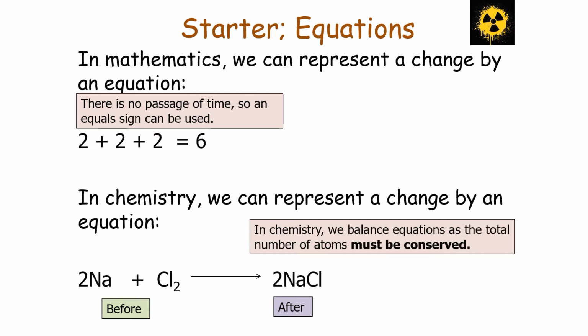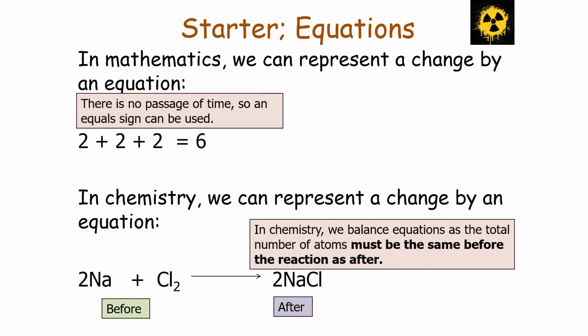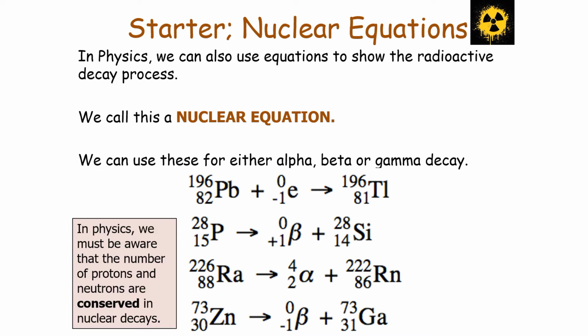Now it's important to note that in chemistry we balance equations as the total number of atoms on either side, before and after, must be conserved. That's important because the word conserved means to stay the same. So in chemistry we balance equations as the total number of atoms must be the same before the reaction as afterwards. Now in physics we can also use equations to show change, in this case the radioactive decay process, and we call this type of equation a nuclear equation, and we can do this for either alpha, beta or gamma decay.